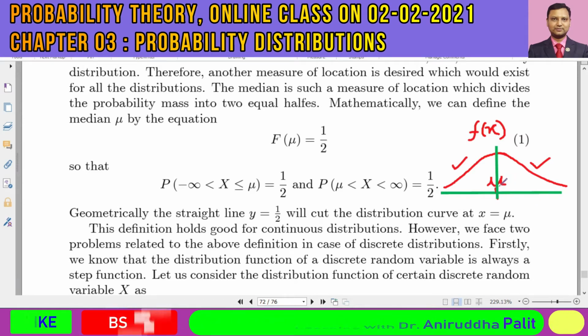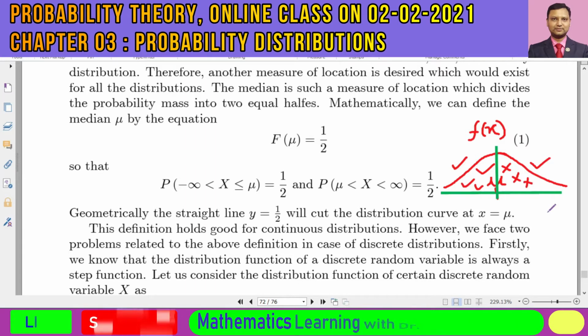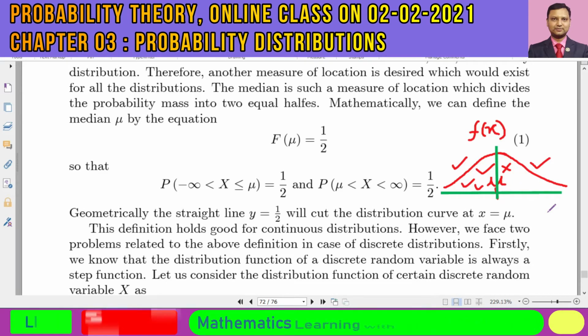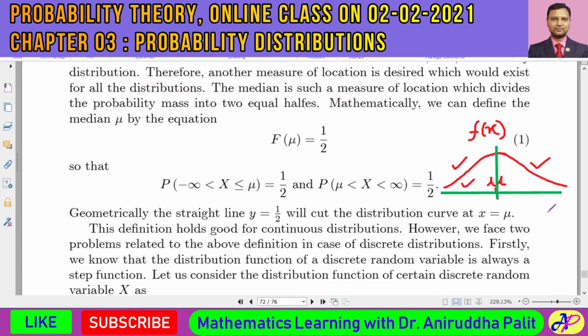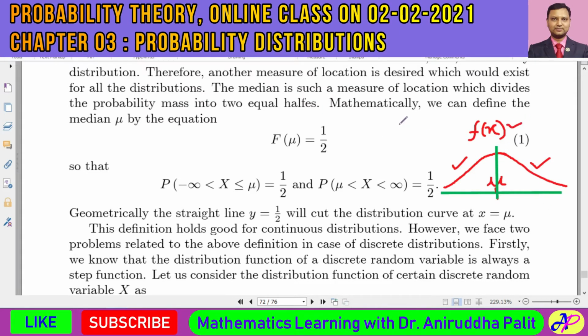So the basic idea is to define a certain middlemost value mu, such that on the left of this value mu, the probability, or the area under this curve, this much area would be equal to half, and this much area would also be equal to half. So that is the basic idea of introducing this median.